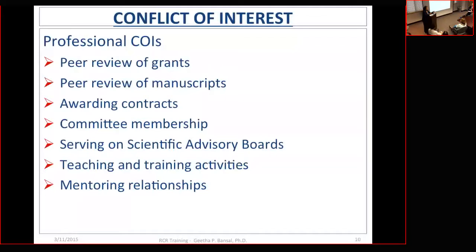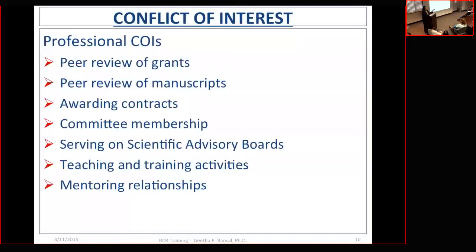Financial conflict of interest is also called FCOI. Institutions have designated individuals or offices that are authorized to determine if a significant financial interest can affect the design, conduct, and reporting of funded research, especially if it is funded by the federal government. Okay, and we take that pretty seriously over here.